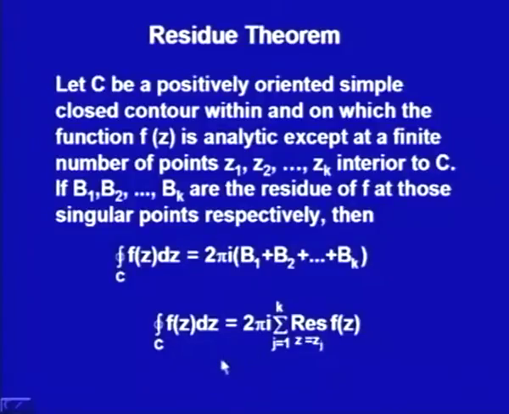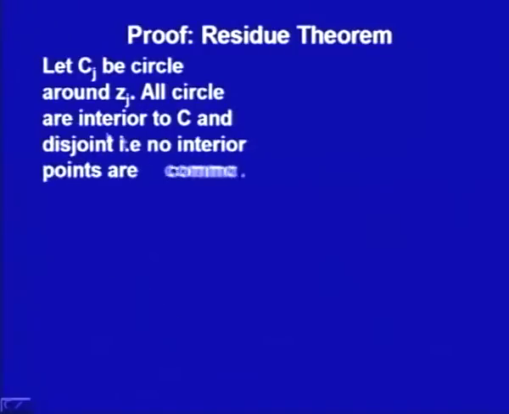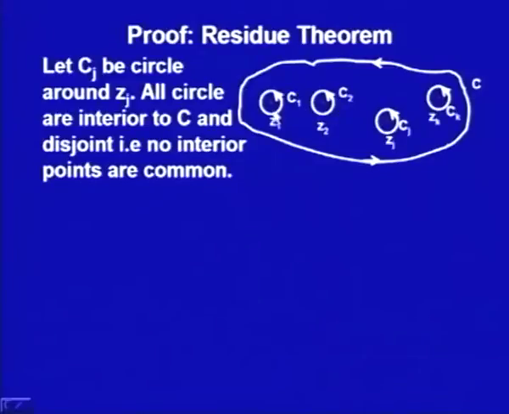Let us prove this. We will prove it using our residue integration method or residue formula. Let us see how we are proving it. We are assuming C j to be the circles around each singular point z j. All these circles are interior to C and they are disjoint. This was our closed contour C. We have k singular points inside the contour C, that is, interior to C: z 1, z 2, z j and z k. These are isolated singular points.